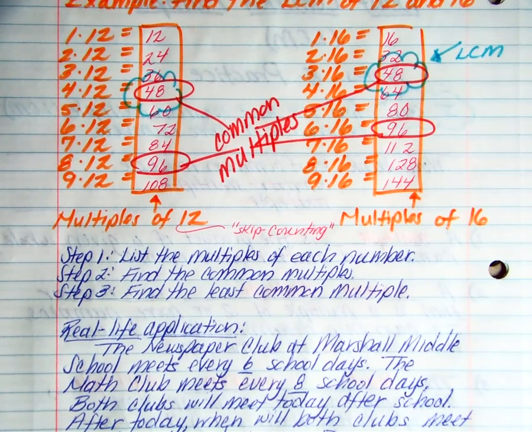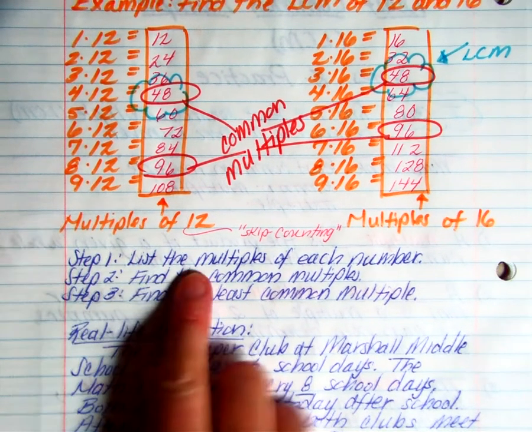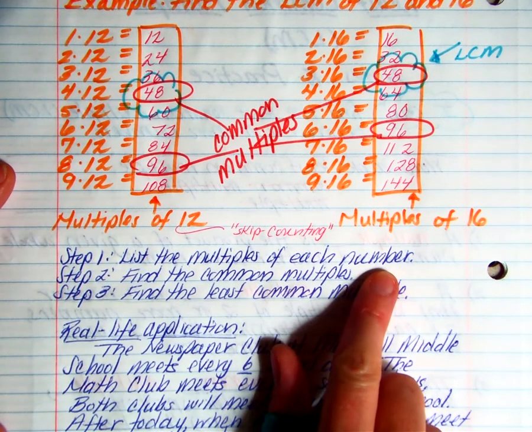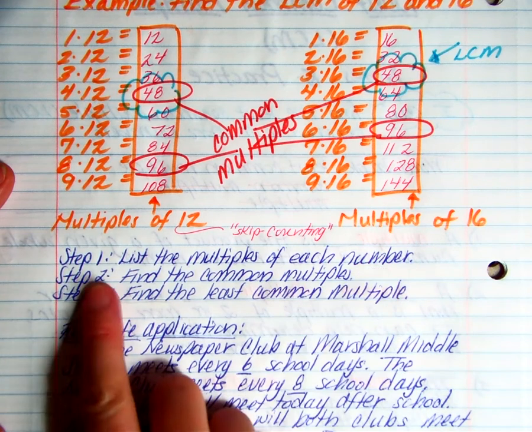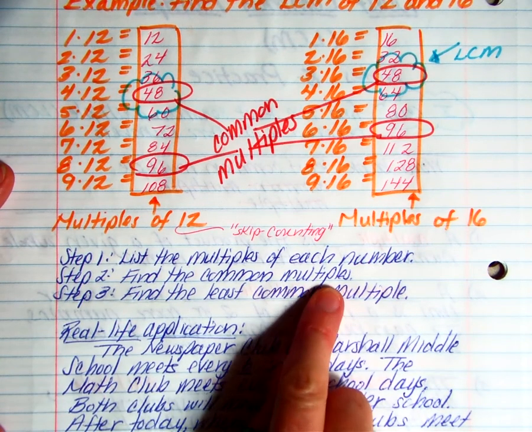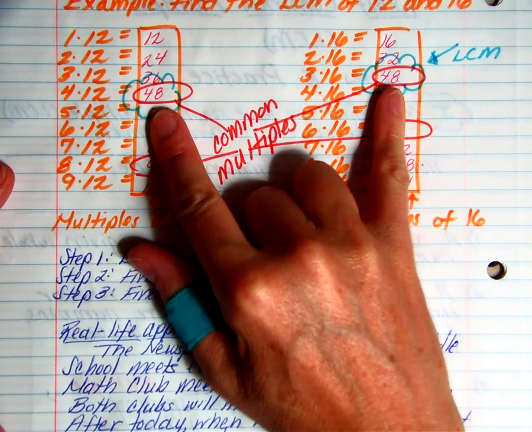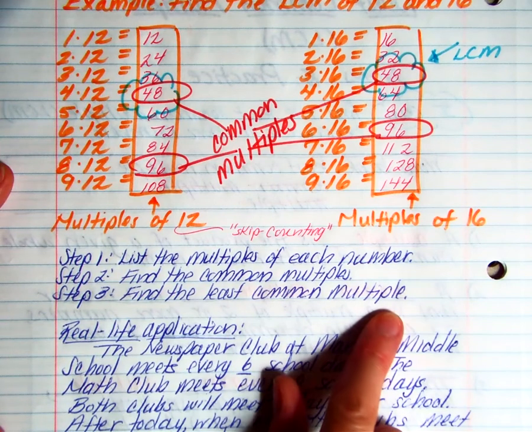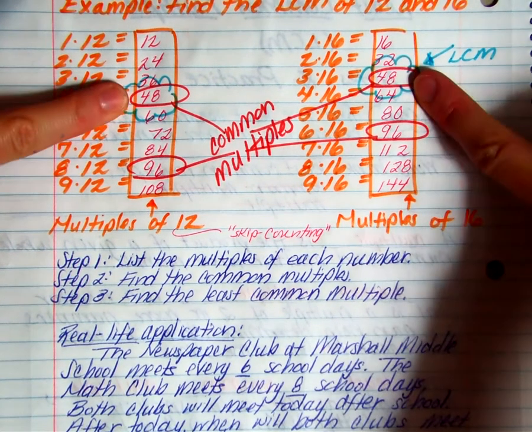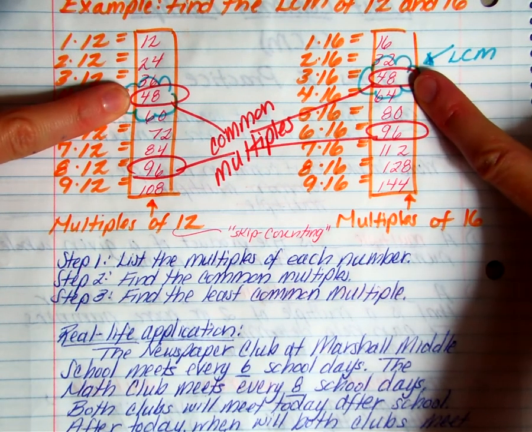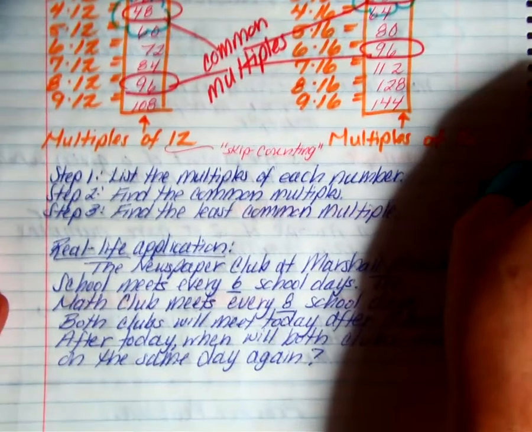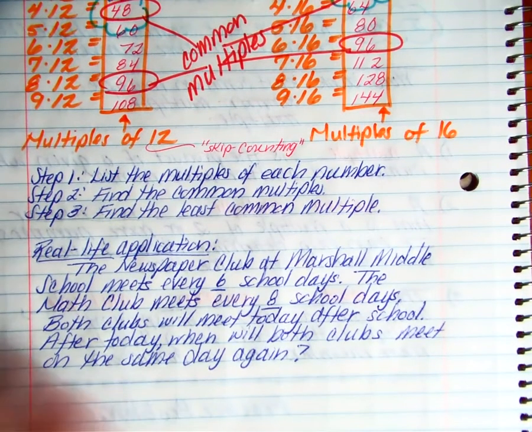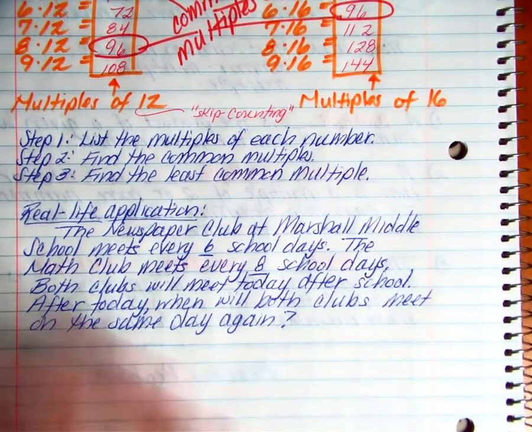Excellent work. So, some quick steps. When you do this, you have to list the multiples of each number. Sometimes they might give you 3 numbers. Second step, find the common multiples, like how the 48s match and how the 96s match. Then find the least common multiple. That's the smallest of the ones that were a match. So far, so good. All right, if you didn't get the real-life application problem down yet, you're going to want to pause the video and do so now.